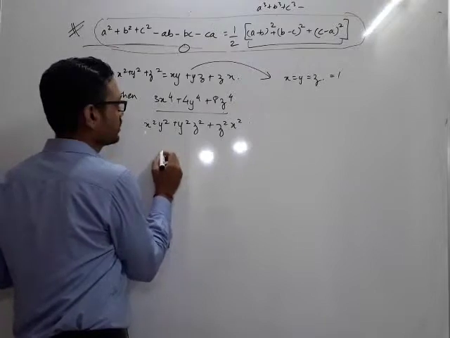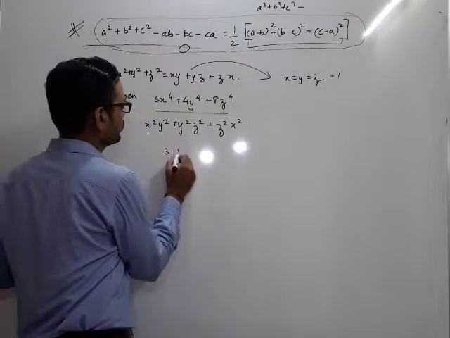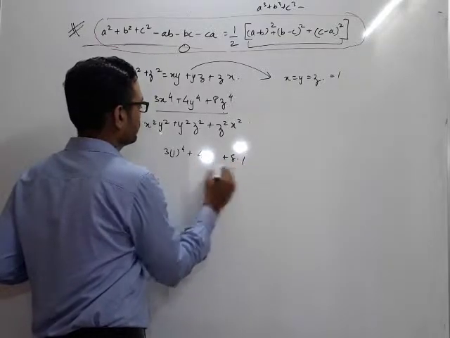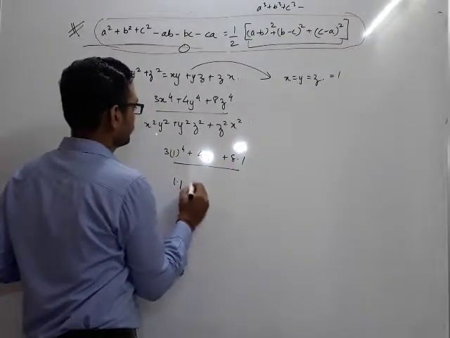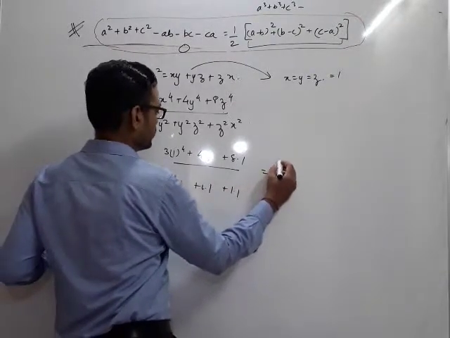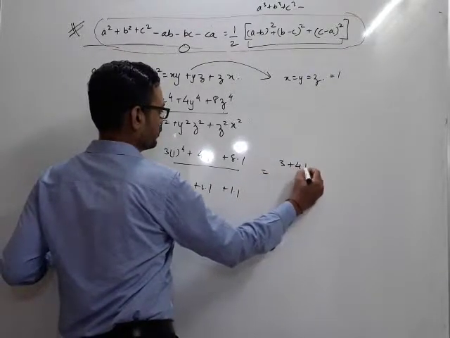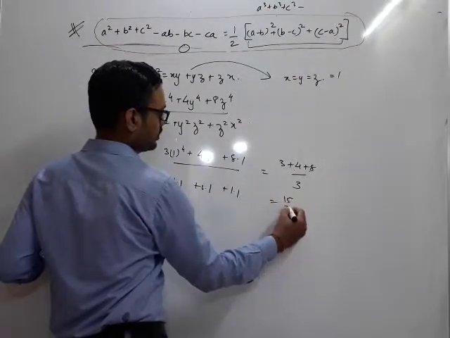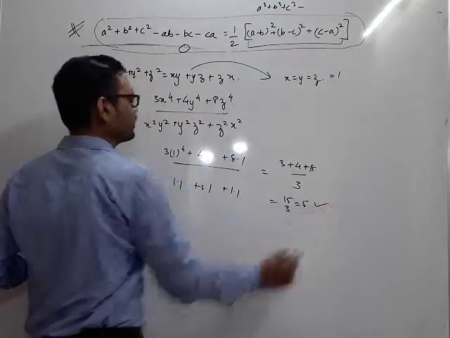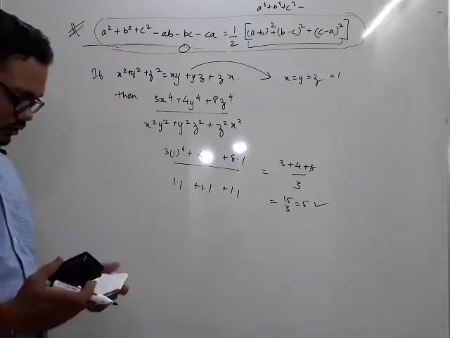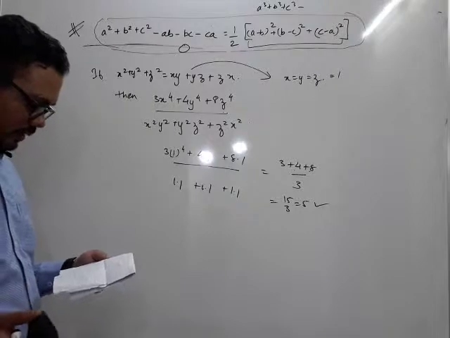So it becomes nothing else but 3 into 1 raised to 4, 4 into 1 plus 8 into 1 upon 1 into 1 plus 1 into 1 plus 1 into 1. Nothing else but 3 plus 4 plus 8 by 3. It's 15 by 3. 5 is your answer. I hope you have got it. It's nothing else, just simple application of formula.